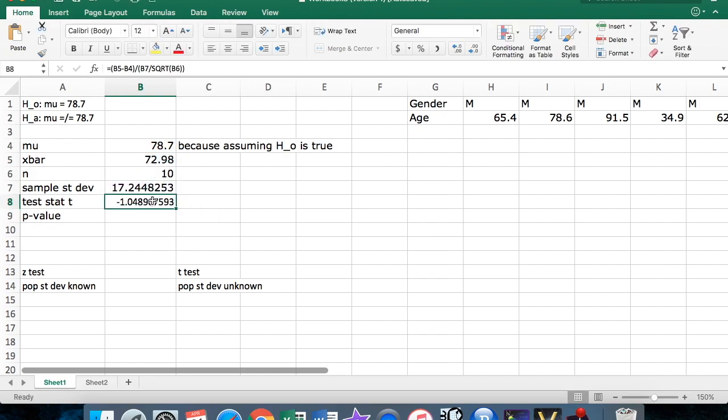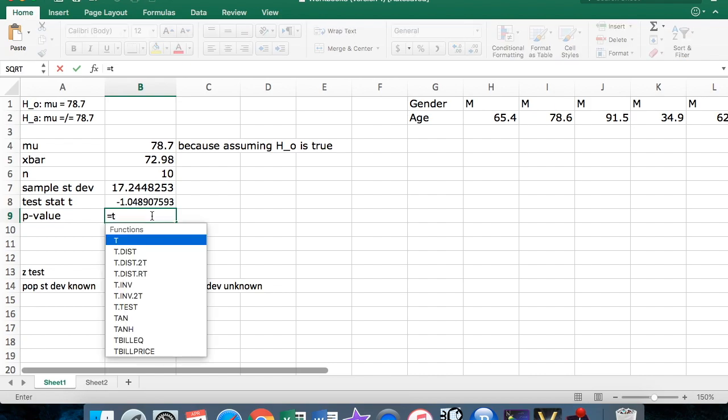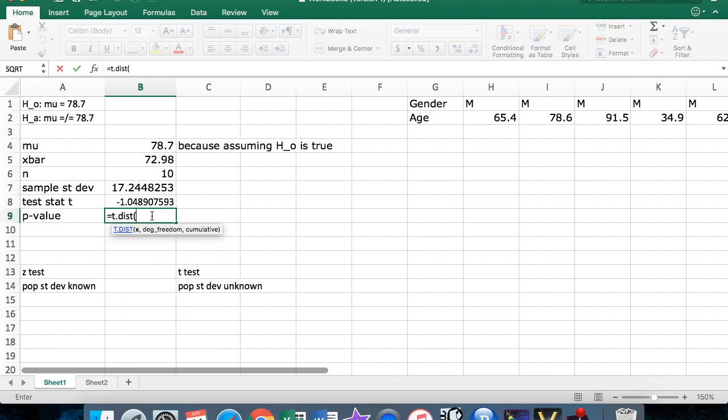Okay? And then your p-value. P-value is t.dist, right? Because it's a t distribution, so if you use norm for a t distribution, it is going to be off, even if only slightly, but it will be incorrect. So with t.dist, here's my t score, and then my degrees of freedom is my n minus 1, and it's always cumulative.